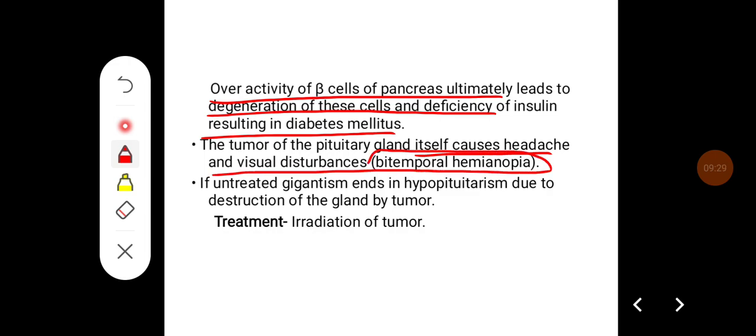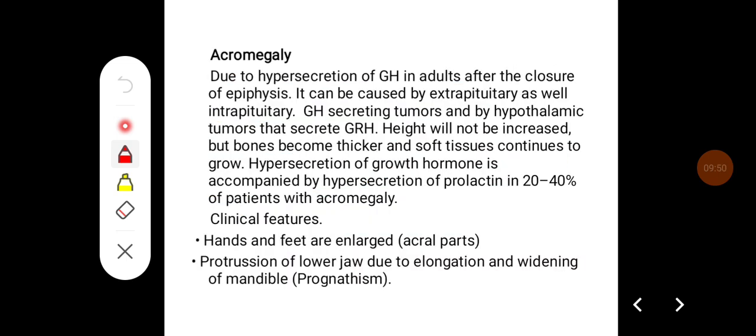Sometimes there can be bitemporal hemianopia. If untreated, gigantism ends in hypopituitarism due to the destruction of the gland by the tumor. Treatment of acromegaly or gigantism is usually irradiation of the tumor, if at all it is caused due to the tumor.